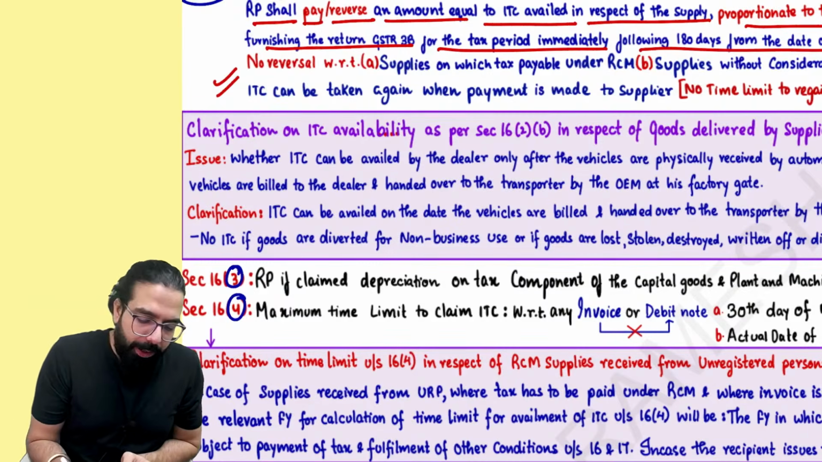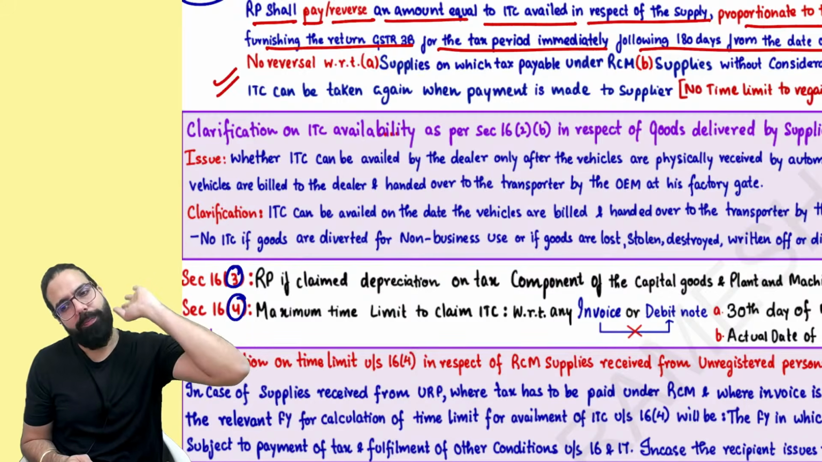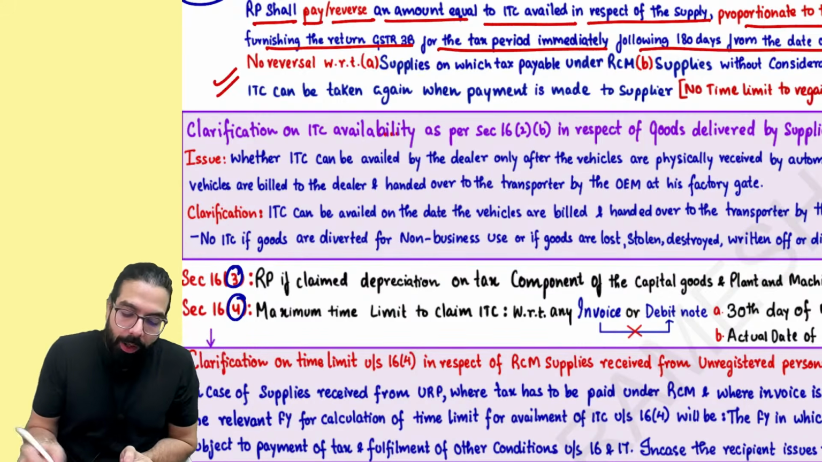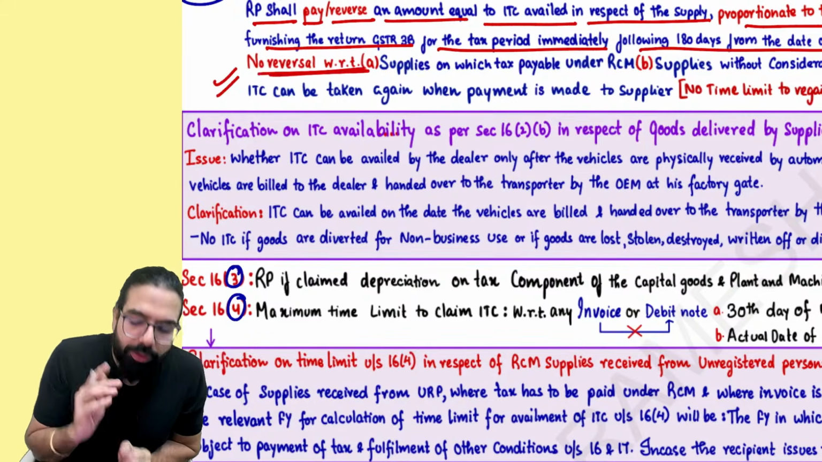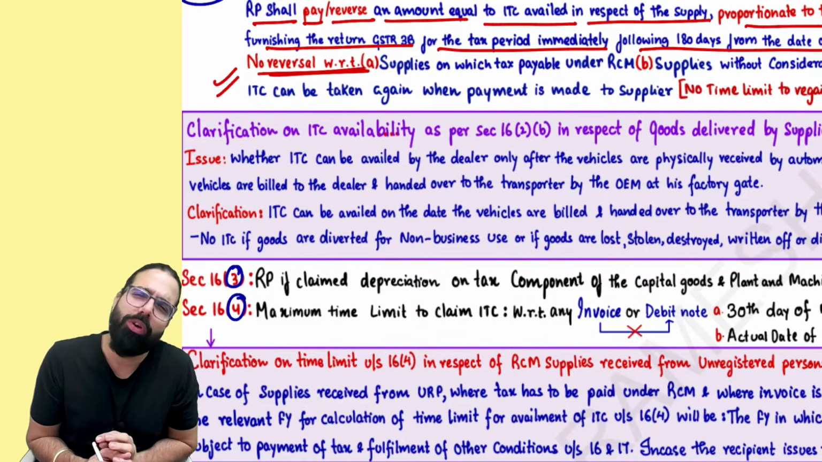Done, sir. This point, not supplier, sorry. The credit which I had taken, I have to pay it back to the government. Okay, done. There are some supplies for which reversal is not required. Even if I don't pay the supplier within 180 days, government says no problem. If you don't pay the supplier within 180 days also, no problem, Ramesh.